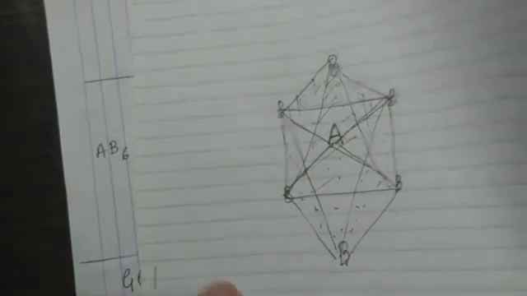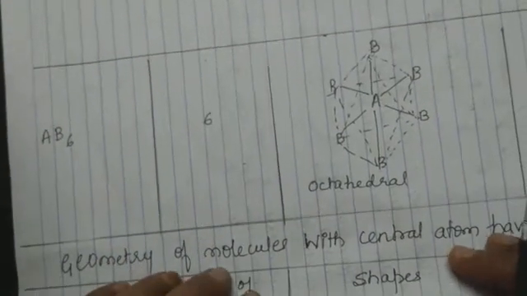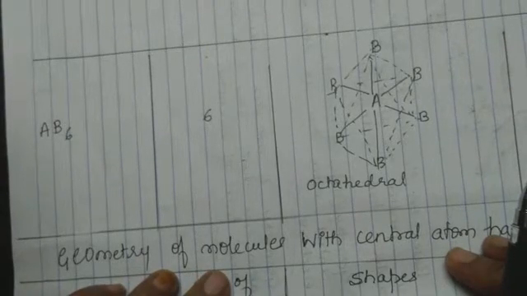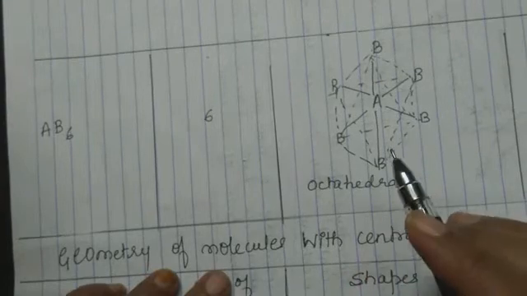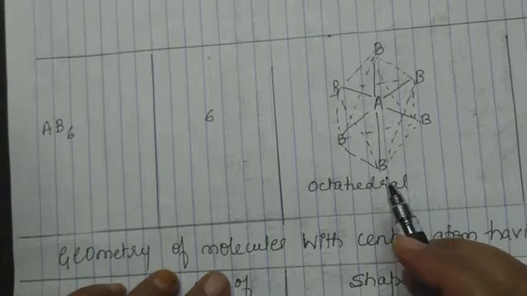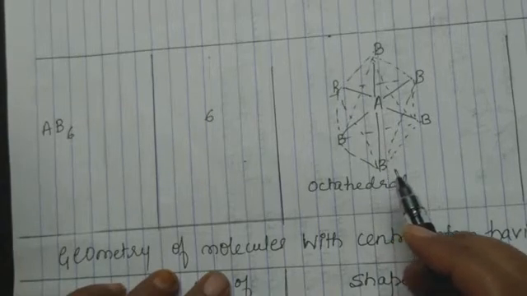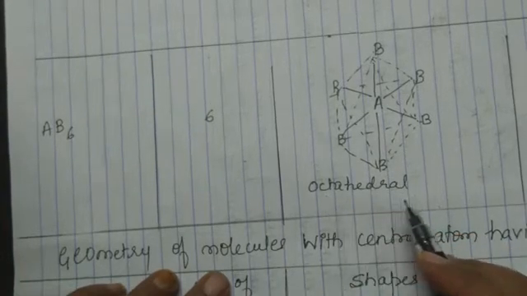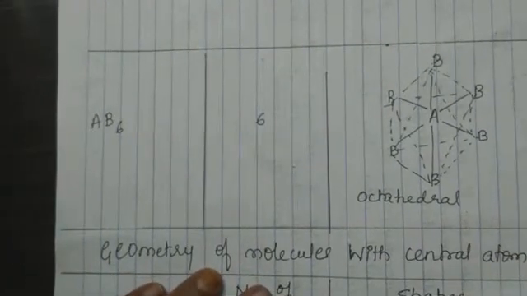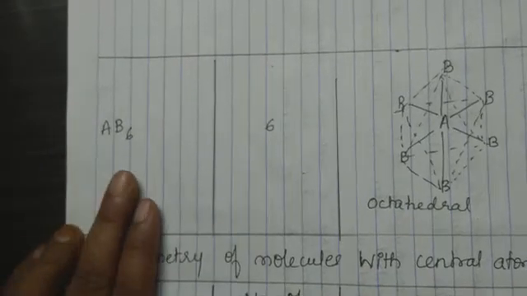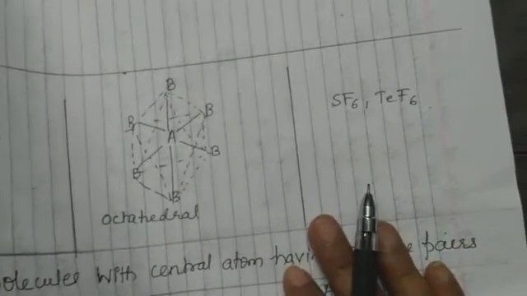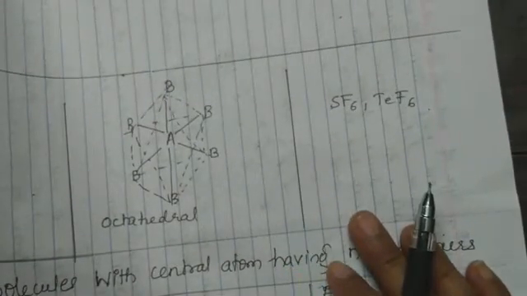But here I have named it as octahedral. Why octahedral? Octa refers to 8. Right? Hedron means faces. The above pyramid has 4 faces. The below pyramid also has 4 faces. So altogether how many faces are there? 8 faces. Hence it is also called octahedral or square bipyramidal. And square bipyramidal or octahedral is shown by AB6. And which are the molecules which show this type of structure? They are SF6 and TeF6.